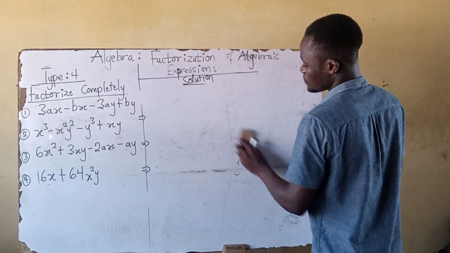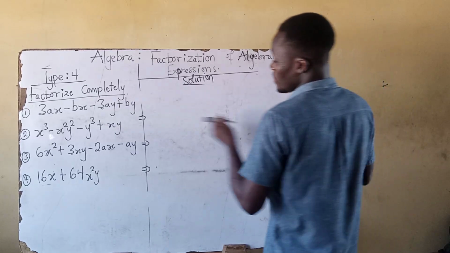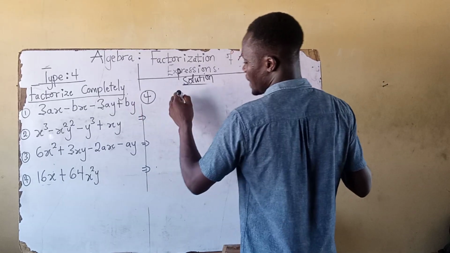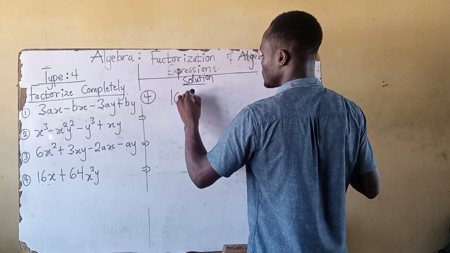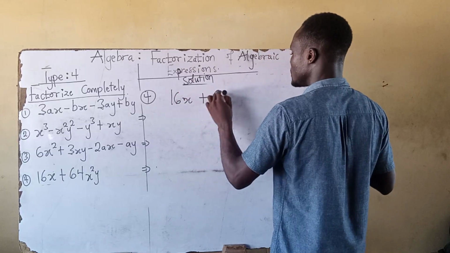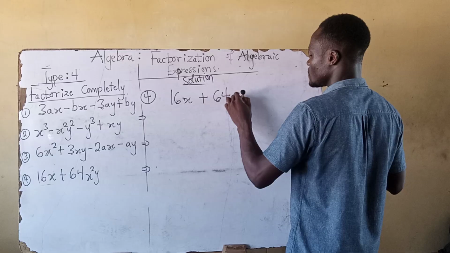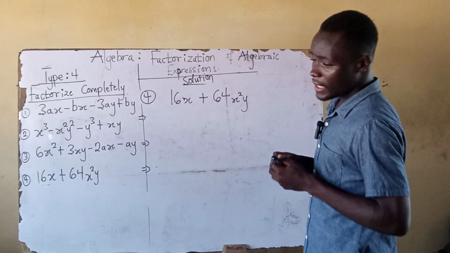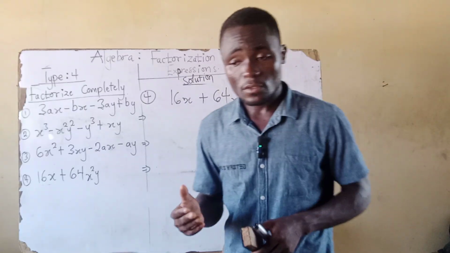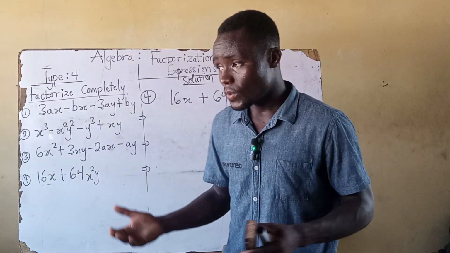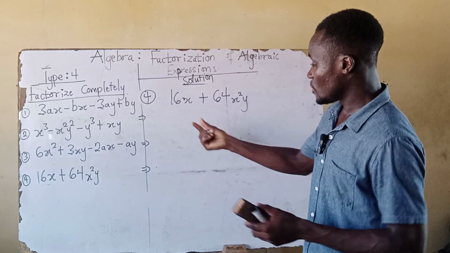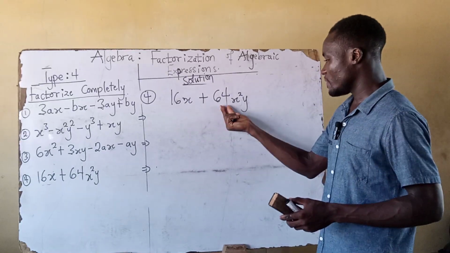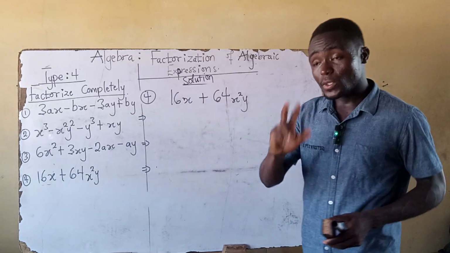So question number 4, I have 16x plus 64x squared y. Now let's look at question number 4 clearly. Question number 4, it is an expression containing only two terms, as you can see. So we have 16x plus 64x squared y. It contains only two terms.